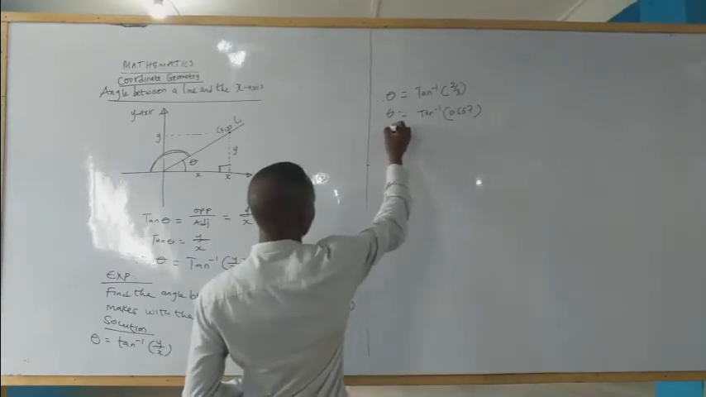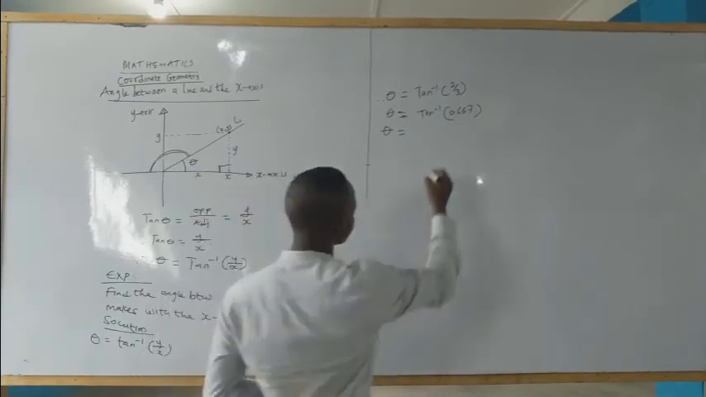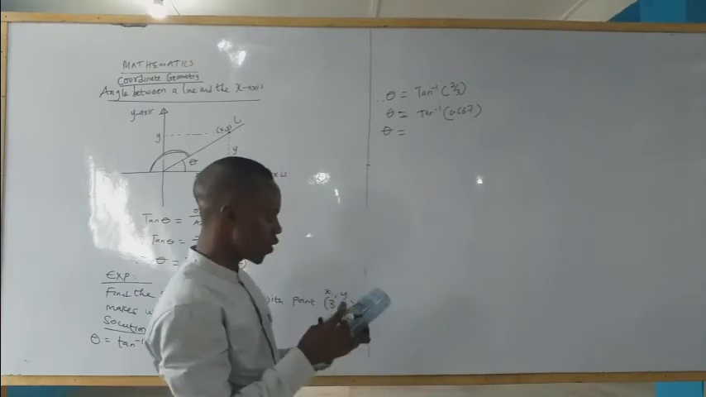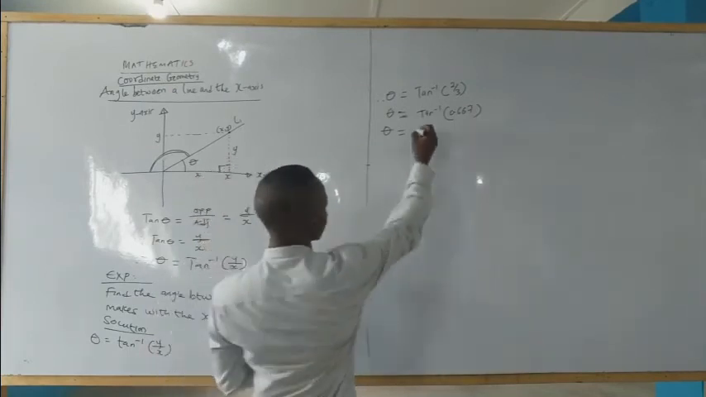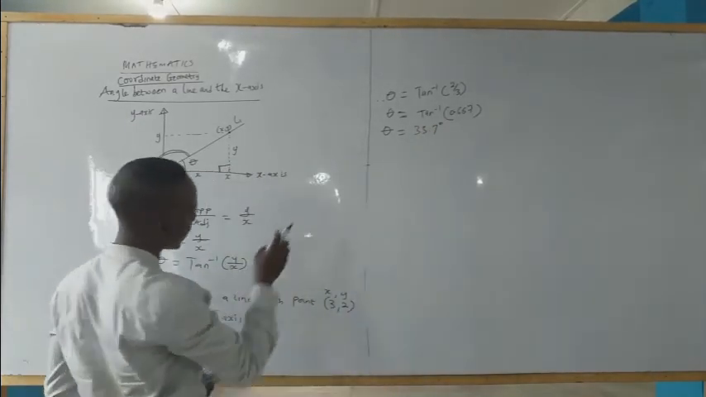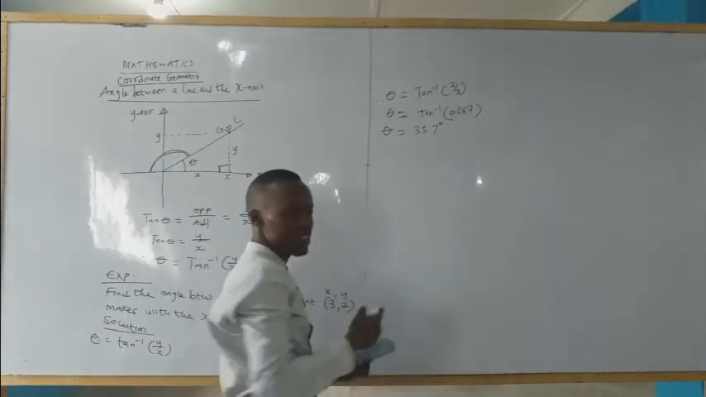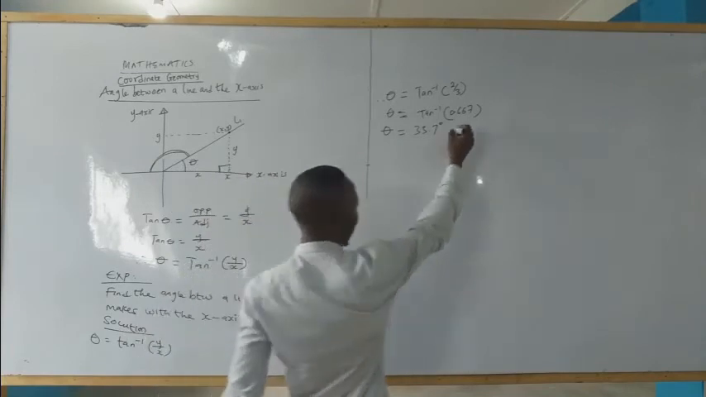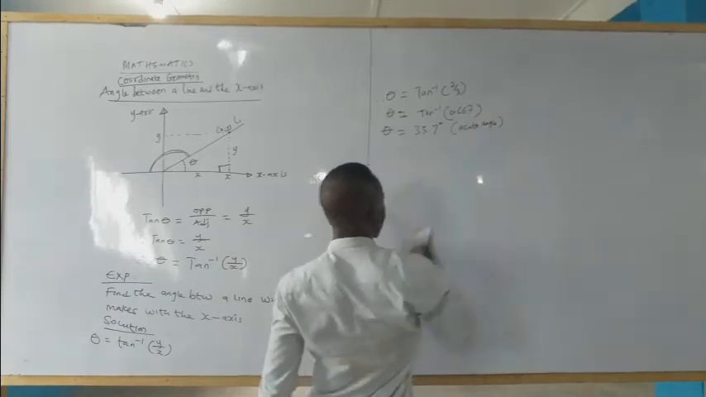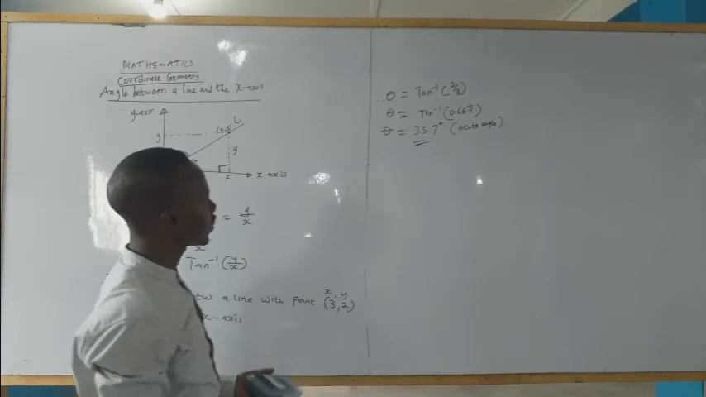So arctan of 0.667 will give us 33.7 degrees. So our angle theta is equal to 33.7 degrees. This means that since it is greater than 0 and less than 90, we have an acute angle here. Acute angle.